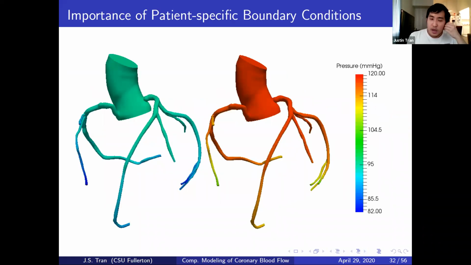Okay. So let's talk about boundary conditions again. What I have right here are 2 simulations that I've run. You can see that in both of them the geometry is exactly the same. It's the same model that I've been showing. And what I'm showing you here are the pressure contours, or the distribution of pressures throughout the model. On the left here you have a model that's relatively low pressure. You can see the colors are turquoise or blue.